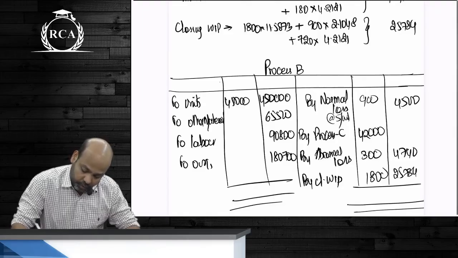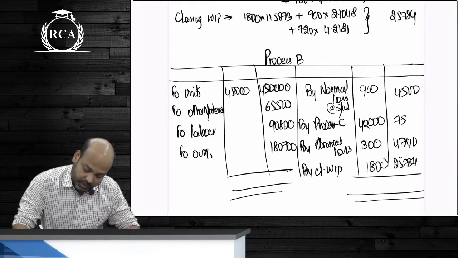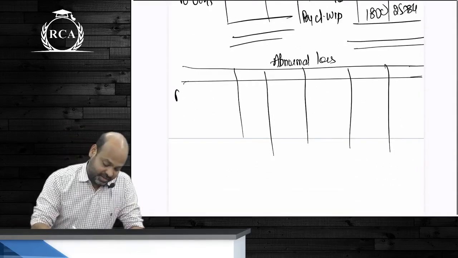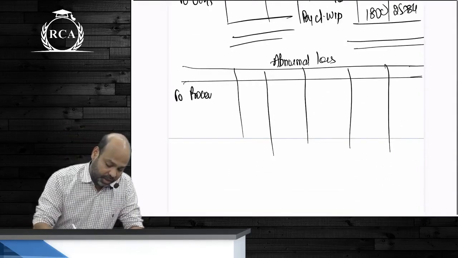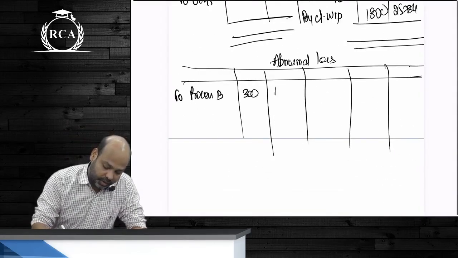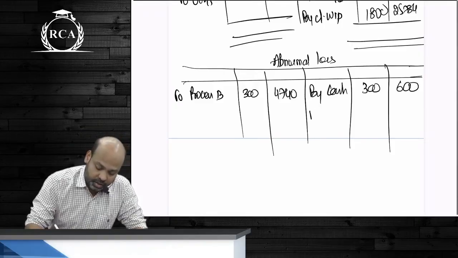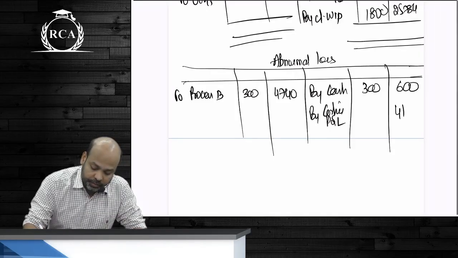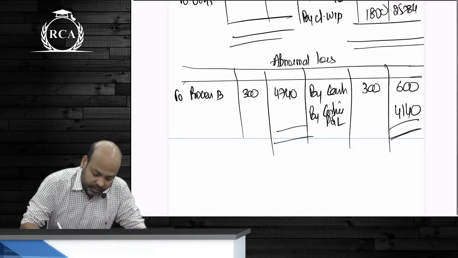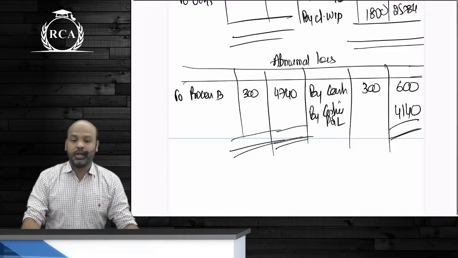25,784.47, 7,51,976. To process B account, guys, 300 units valued at 4740. By cash, 300 units valued at 2 rupees, so that is 600. By costing P&L account, beta, 41. Right answer, guys. Normal loss, beta, is pure cash.